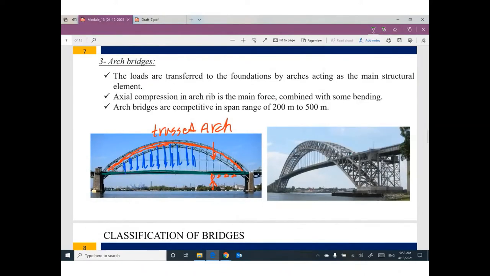And this statical system or structure system can support spans of 200 meters to 300 meters. I think 200 meters is 650 feet to 1,640 feet. Wow, it's a big span.